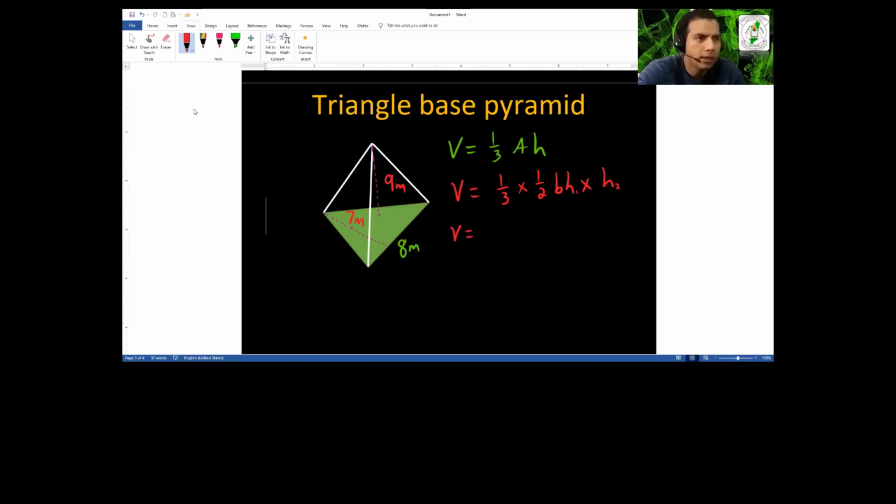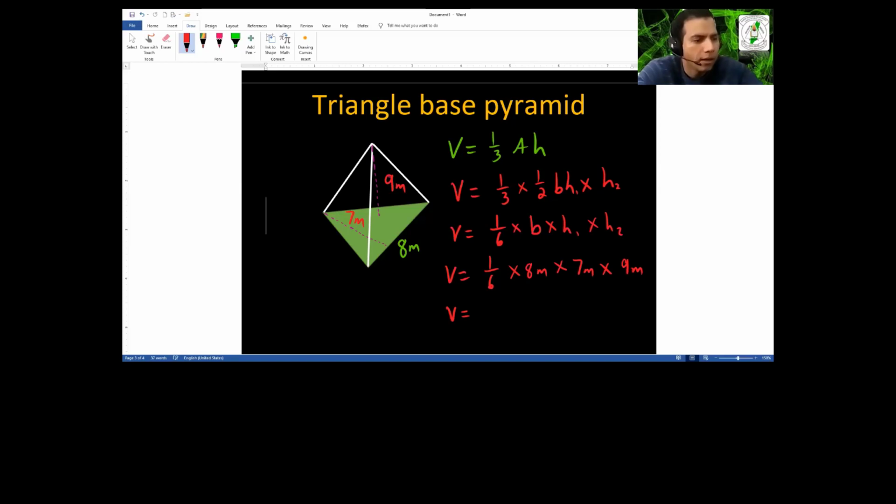So volume is equal to, this can be converted to 1/6. 1/3 times 1/2 is 1/6. We multiply it by the base times the height times the height, okay? Here, what I'm doing is I'm rewriting or restructuring that formula. So now let us write in the values, 1/6 times the base, which is 8 meters, times the height of the triangle, which is 7 meters, times the height of the pyramid, which is 9 meters.